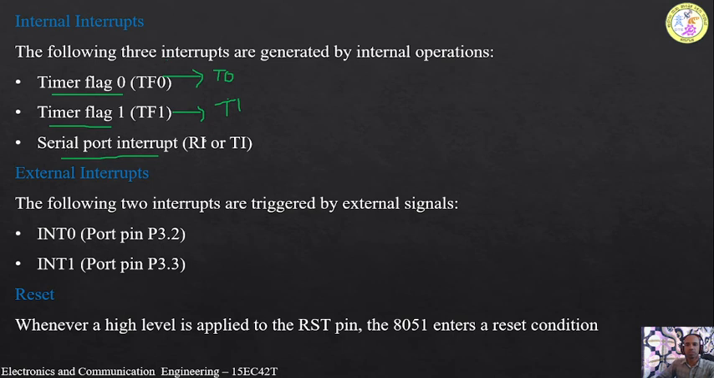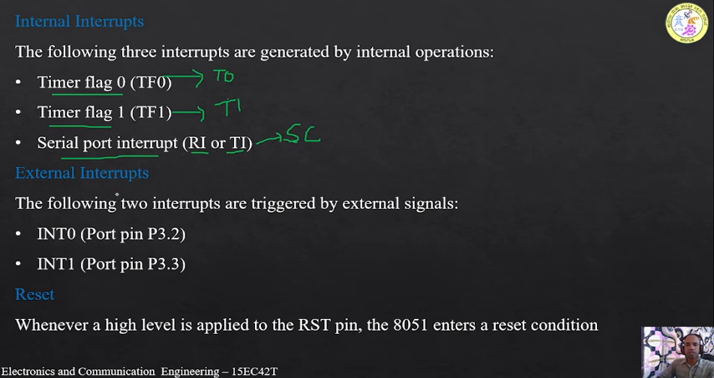Whereas for the serial port interrupts, there are RI and TI, for the reception as well as for the transmission. Once the data is received or once the data is transmitted, an interrupt will be raised. This is for the serial communication, SC. We are going to use two interrupts.